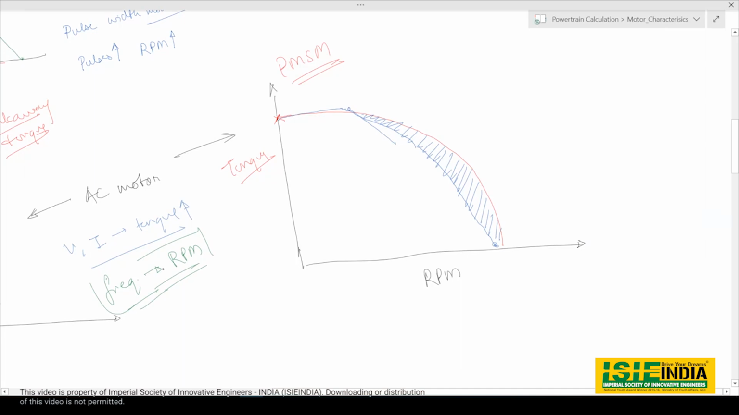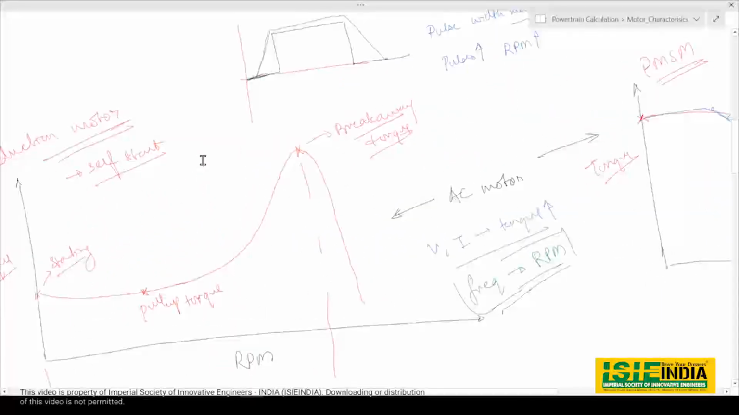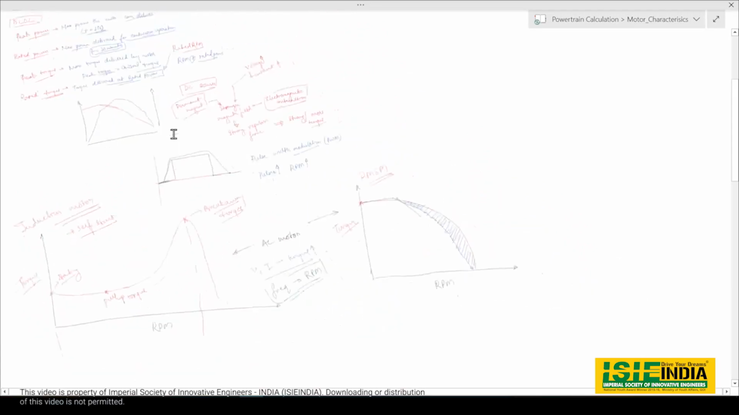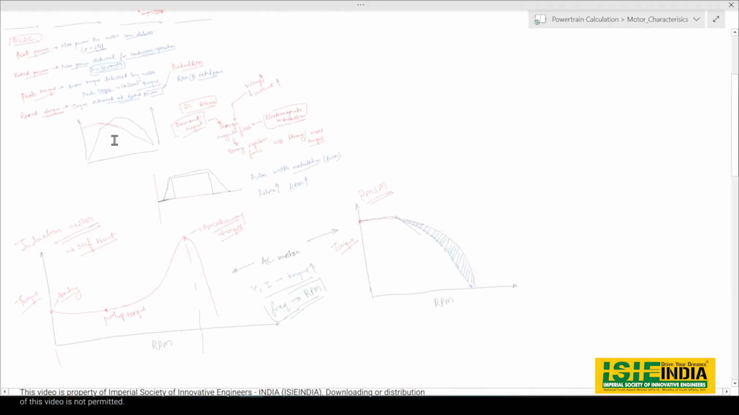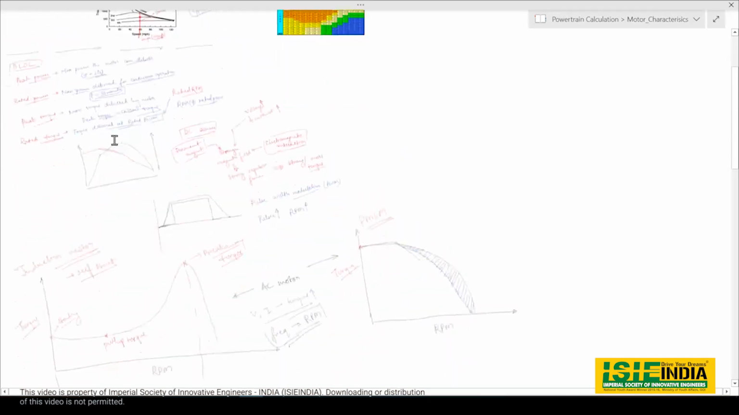Yes, sir. Okay. So is there any more question? Okay, right. So now it is clear to you, right, why we are exactly using the single speed gearbox in motors, right? And why multi-speed gearboxes are being used in engines. This is clear, right?